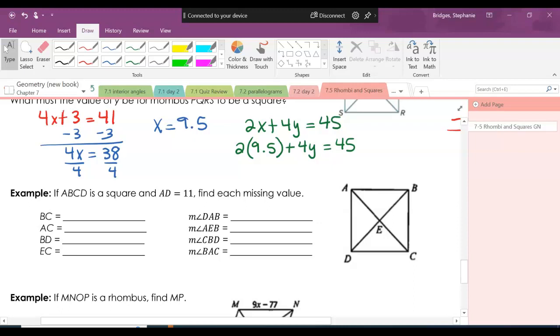Say that one more time. Yep, that was the answer. It was asking what y should be in order for that to be a square. All right, I want you to try that next example.